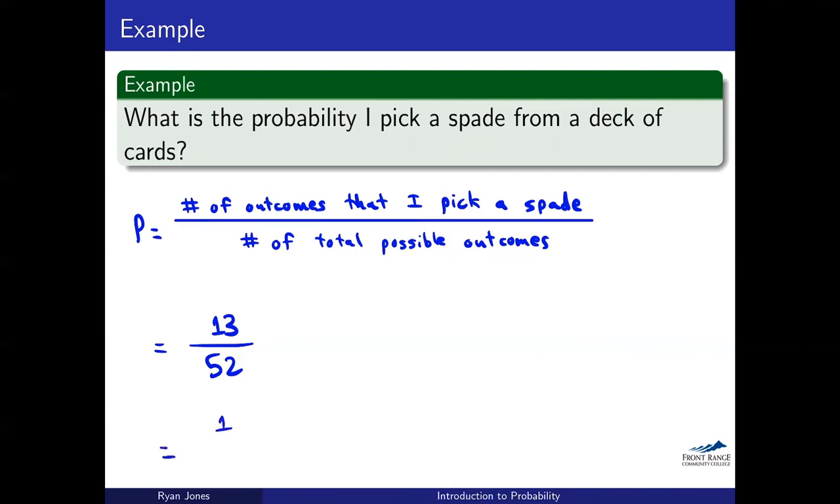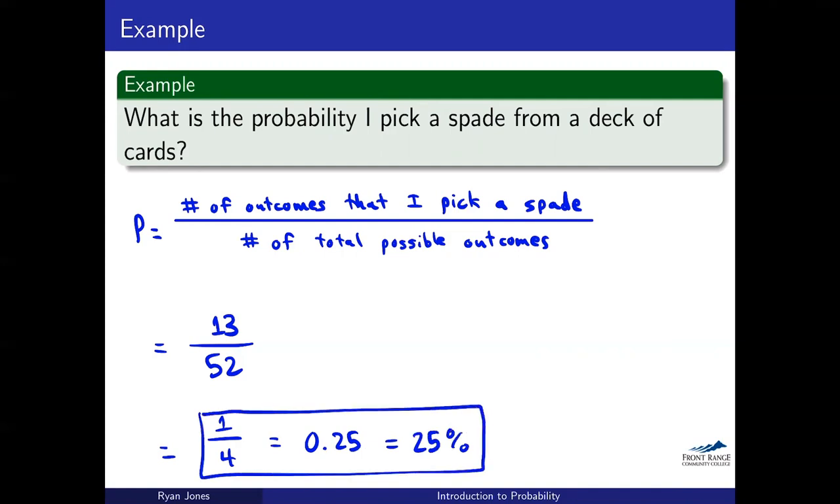If I simplify this, I get 1/4, which I could write as 0.25. You could also write 25%. And any of these would be an acceptable answer. As I've said before, I'd probably just leave it right at 1/4 and just be done. And so there you go. That's the probability that you pick a spade. Just another example of using this counting method to count up the number of ways I can pick a spade and divide that by the number of total possible things that could happen.